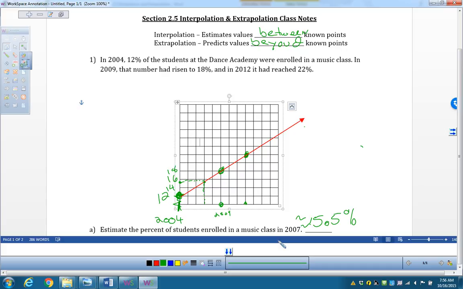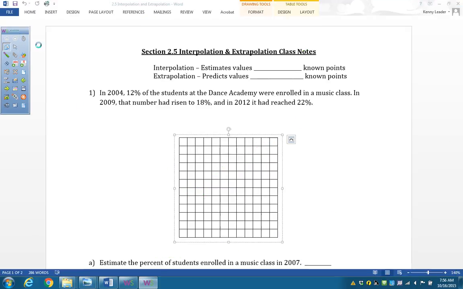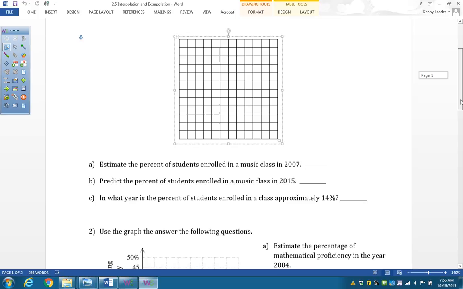You could extrapolate from that. I think that's the next question, isn't it? Because on the next question it says, what does the next question say? It says, predict the percent of students enrolled in a music class in 2015, right?